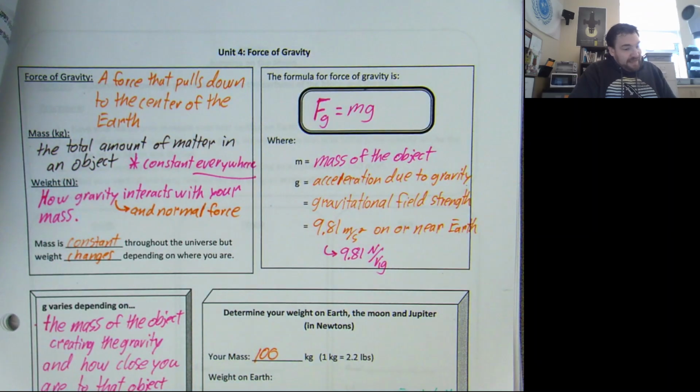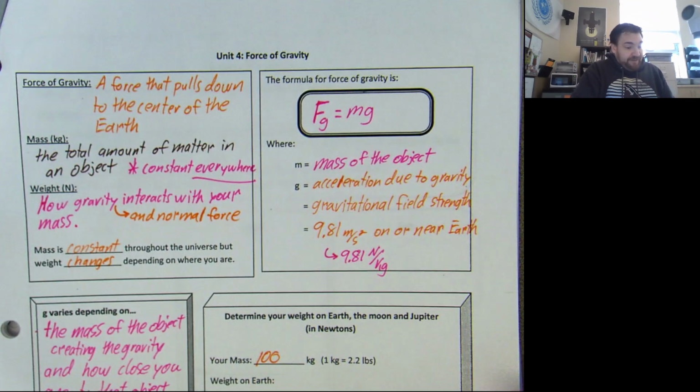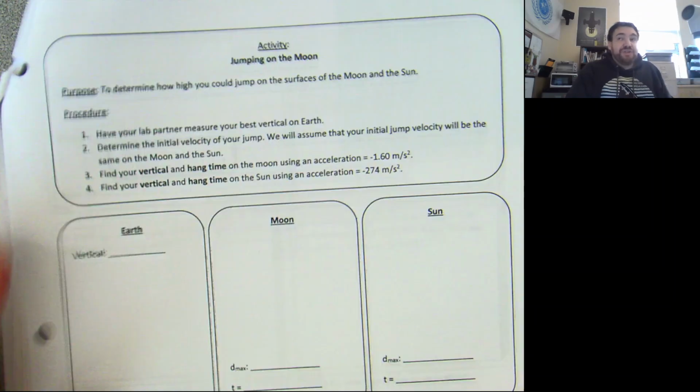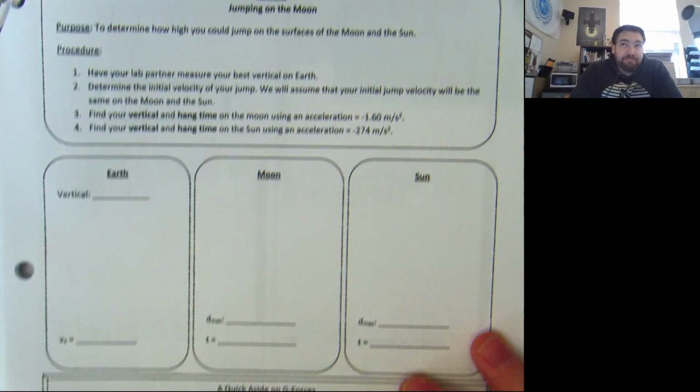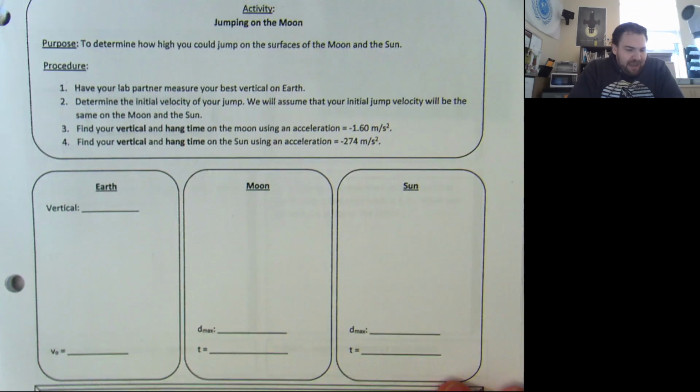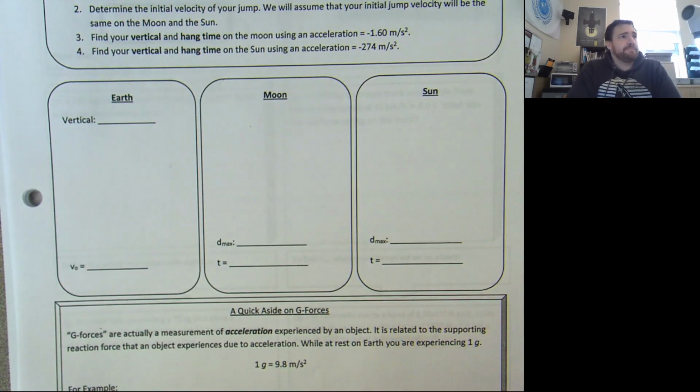So, where were we? My booklet for this unit. Then we went ahead and we looked at forces of gravity. And we started on my last day here, Tuesday last week. We started the jumping on the moon activity. What kind of verticals did you guys get? Are there any questions here you'd like me to help you with? What were our values for your verticals and your time in the air on the moon and on the sun? What did we get here today? What'd you get for a vertical on the moon?